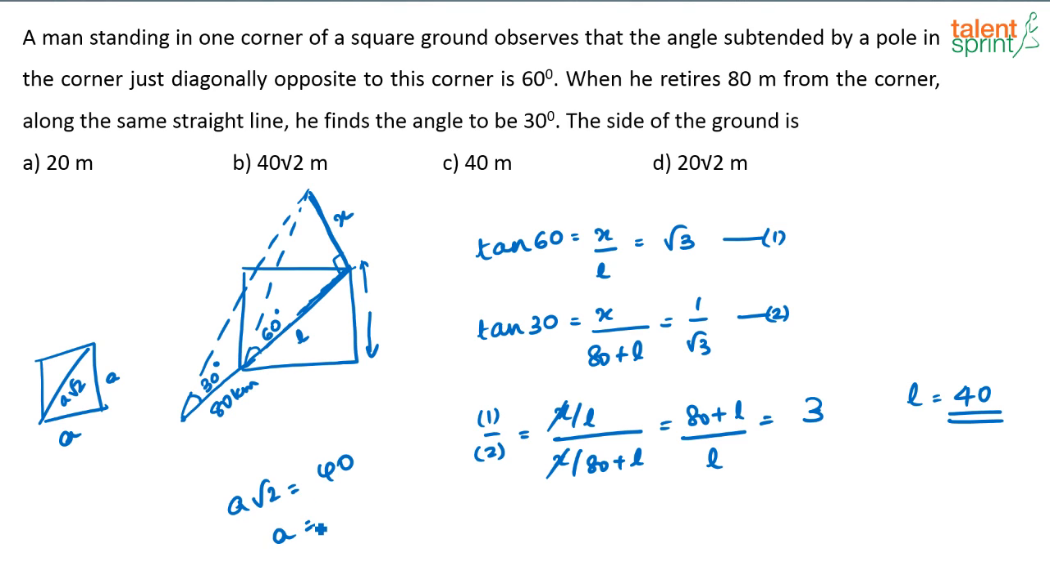So what is the value of the side? That is A. A is equal to 40 divided by root 2, which is equal to 20 root 2. So what is your answer here? Your answer here is option D, 20 root 2.